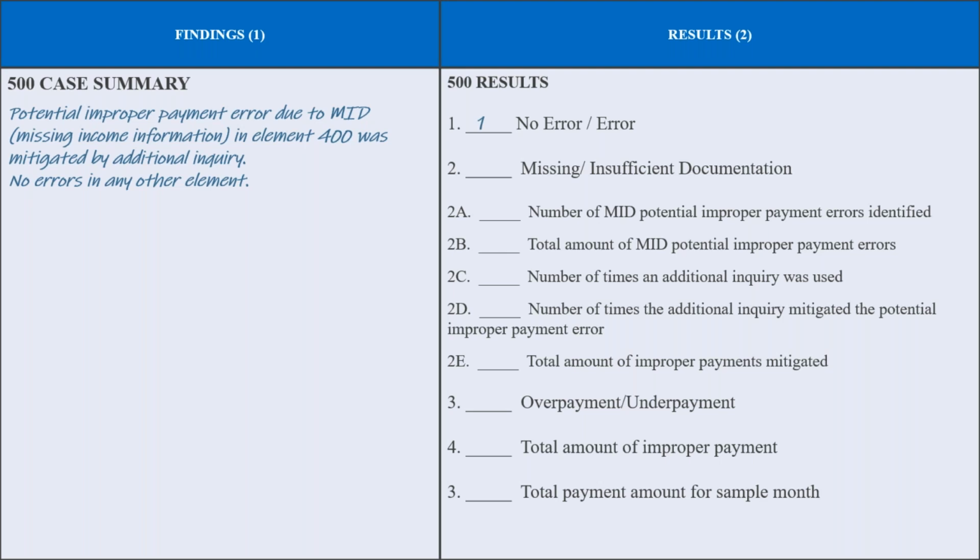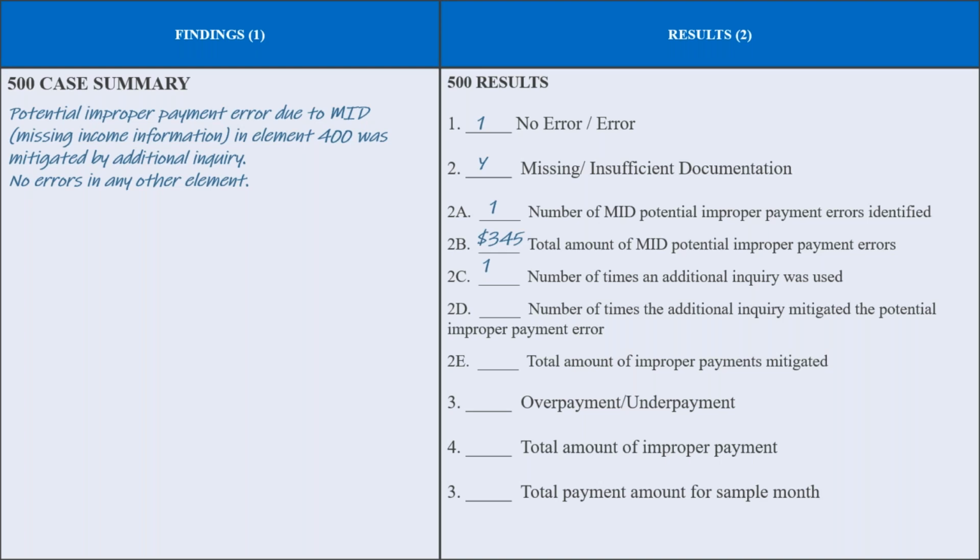So we've coded element 500, column 2, as yes, there was an error because that income information was missing. Even though the payment was able to be mitigated, there's still an administrative error here. It was caused by missing or insufficient documentation. And for 2A, there was one potential improper payment error identified due to MID. And it was $345. Again, that's being brought in from that totals row in the MID table.